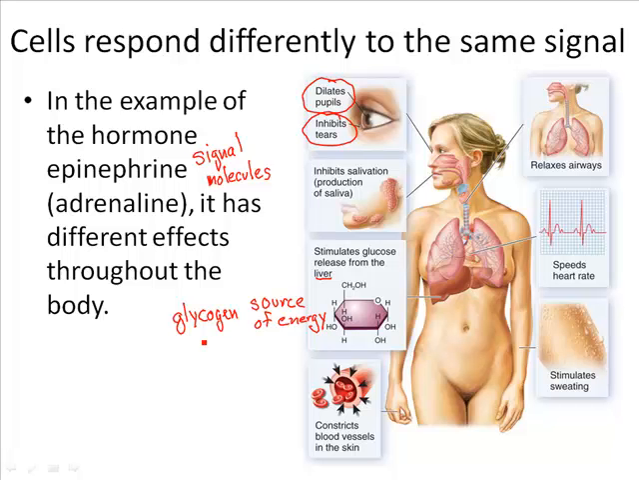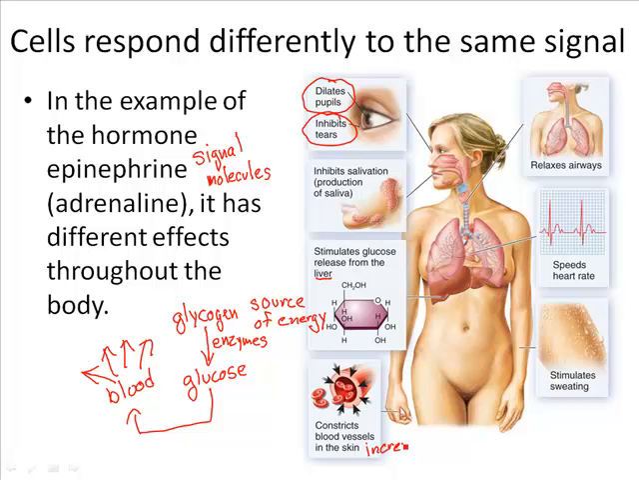So what's going to happen in response to adrenaline is liver cells are going to produce enzymes in order to convert glycogen back to glucose. And once glucose is produced, that glucose is taken to the blood, and in the blood it's taken everywhere else that requires energy. Other examples of cellular responses in relation to adrenaline: constriction of blood vessels to increase the rate of blood delivery.